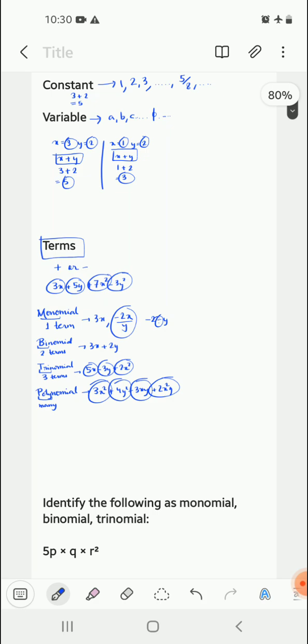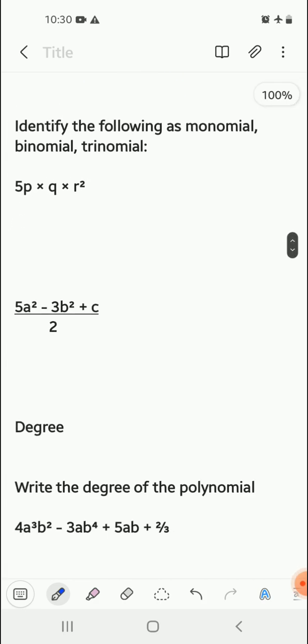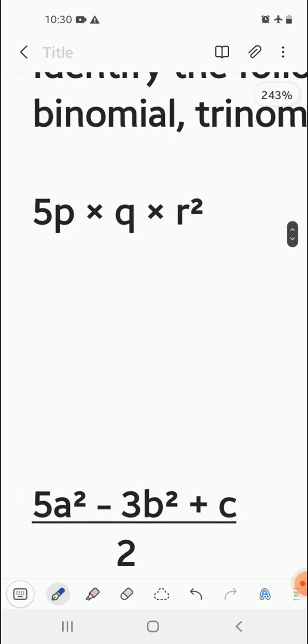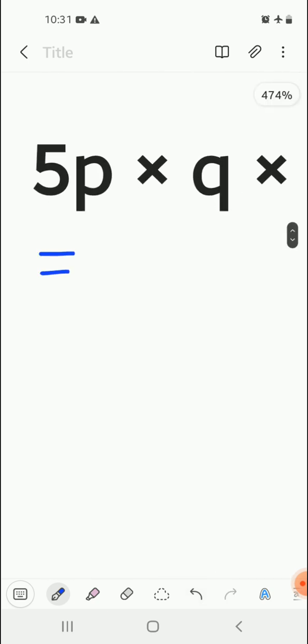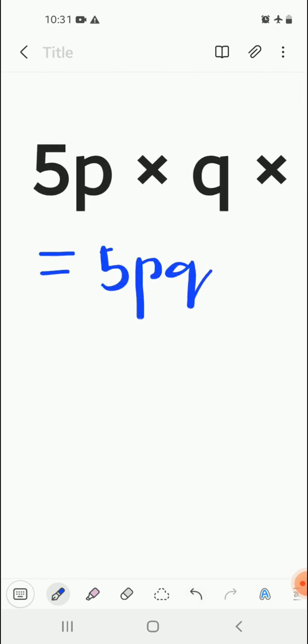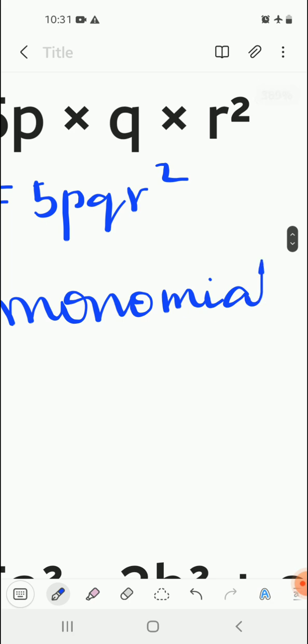Now, with this basic knowledge, we are going to solve some problems. See, it said identify the following as monomial, binomial, or trinomial. So, see over here, there is 5p, q, and r square. But the problem is this is separated by multiplications, not addition or subtraction. So the operator used over here is multiplication. So if we solve it, it actually becomes 5pqr square. So it is basically one term, so that's why we are going to term it as monomial. That is, it has only one term.